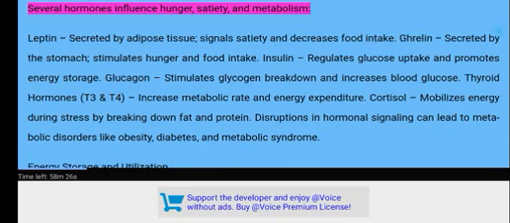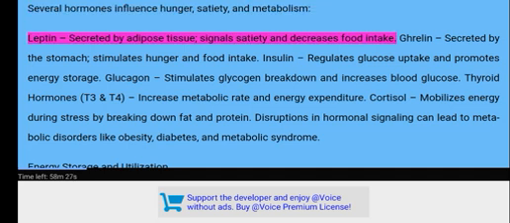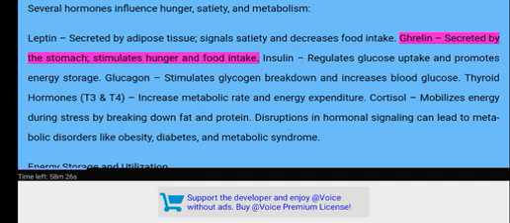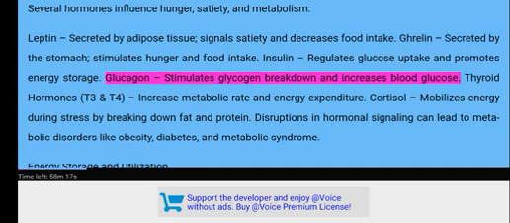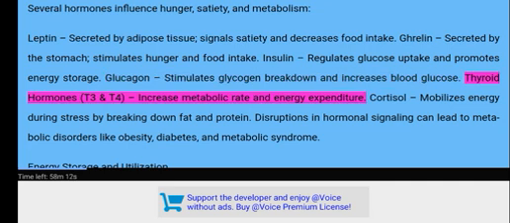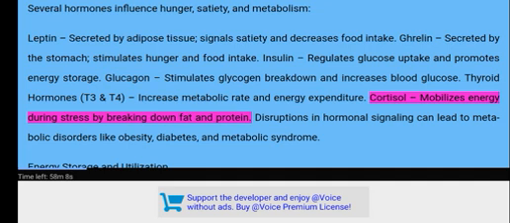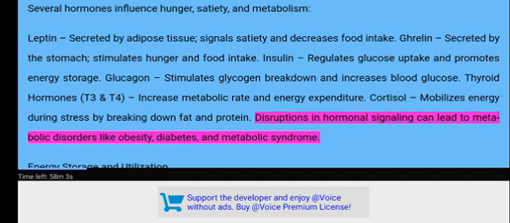Several hormones influence hunger, satiety, and metabolism. Leptin, secreted by adipose tissue, signals satiety and decreases food intake. Ghrelin, secreted by the stomach, stimulates hunger and food intake. Insulin regulates glucose uptake and promotes energy storage. Glucagon stimulates glycogen breakdown and increases blood glucose. Thyroid hormones T3 and T4 increase metabolic rate and energy expenditure. Cortisol mobilizes energy during stress by breaking down fat and protein. Disruptions in hormonal signaling can lead to metabolic disorders like obesity, diabetes, and metabolic syndrome.